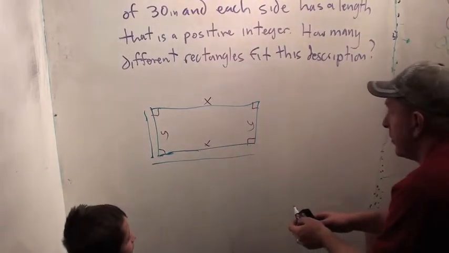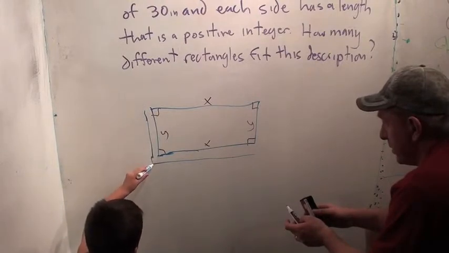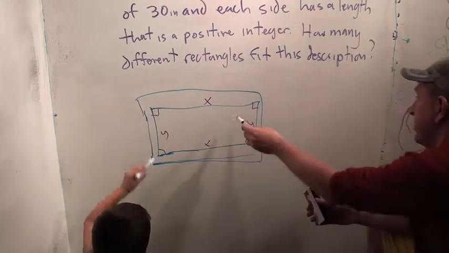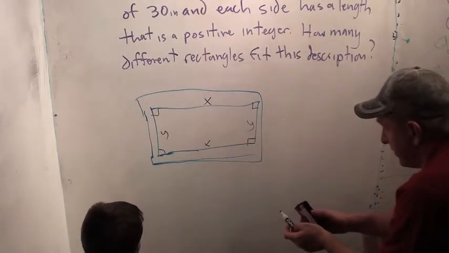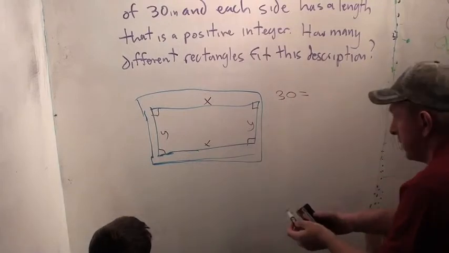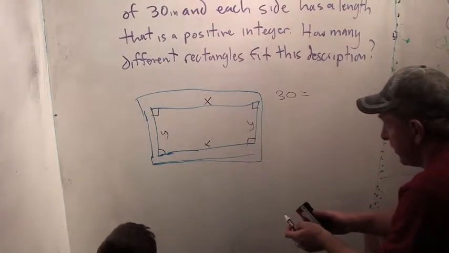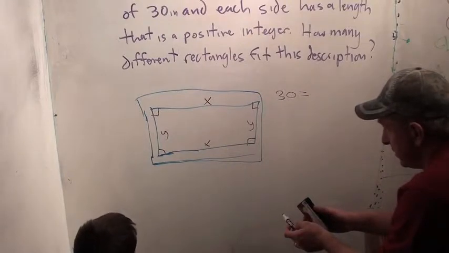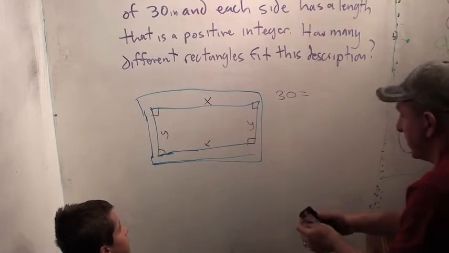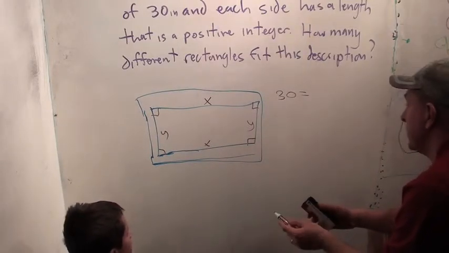Okay? Yep. And what's the perimeter? What does the perimeter mean? It means to go all the way around it. Okay, so what's the perimeter of the rectangle that we wrote down here? 30. Okay, 30 inches. Each side is a positive integer. So we wrote down some things to call the sides, x and y. So what's 2x plus 2y?